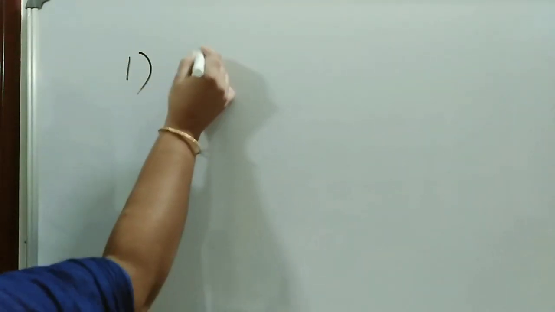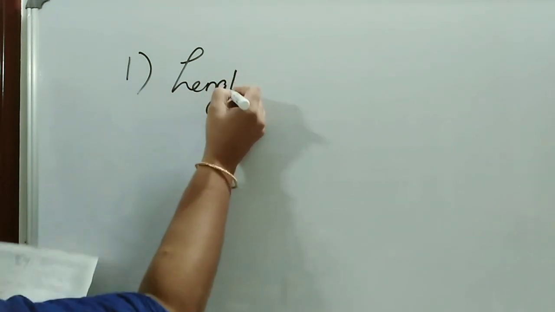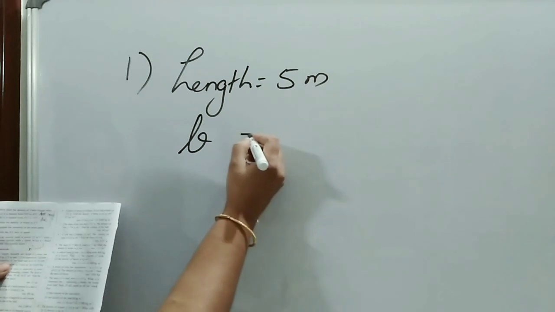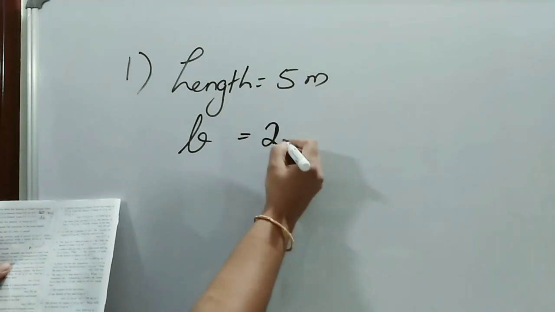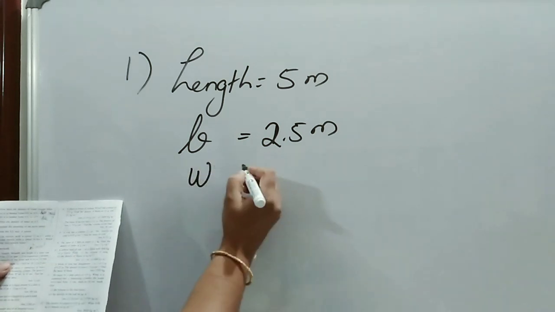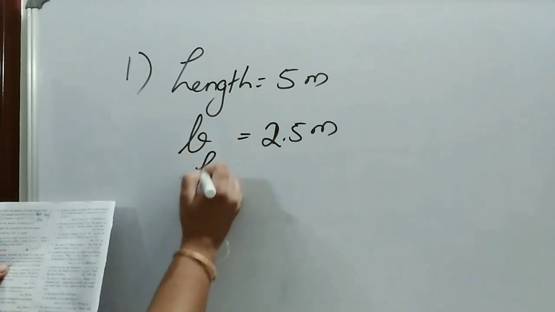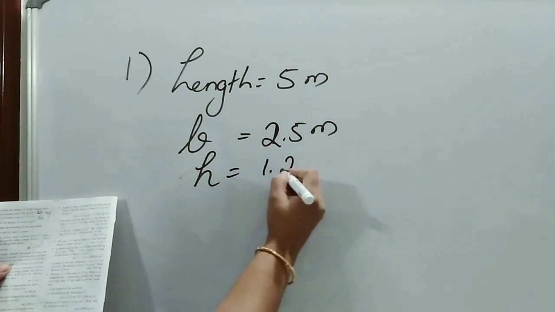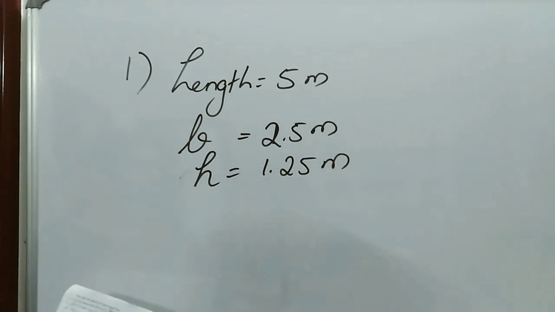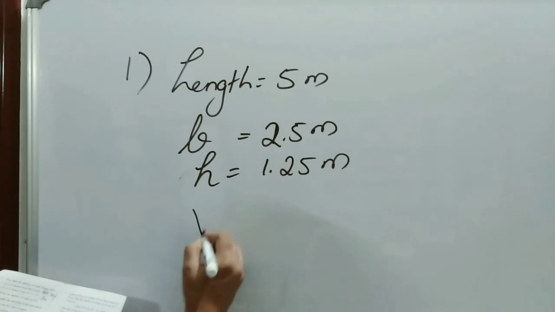So here length, breadth and height are given. Length is given 5 meter, breadth is given 2.5 meter and height is given 1.25 meter. You are asked to calculate the capacity. Capacity means volume. Volume is the space occupied by the object. So here capacity means volume.